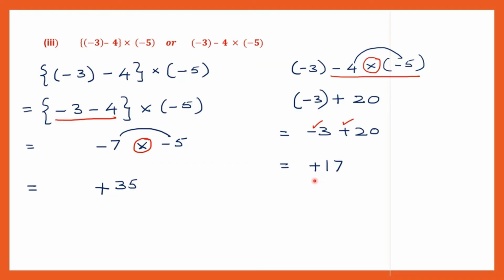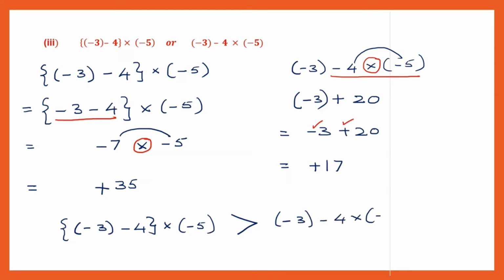So here on the left hand side I have plus 35. On the right hand side I have plus 17. So 35 is greater than 17. That means my expression on the left hand side is greater than the one on the right. So let's write down this as a final answer. So that will be curly brackets, brackets, minus 3, close brackets, minus 4, curly bracket, into minus 5. This is greater than minus 3 minus 4 into minus 5. So this is my final answer.